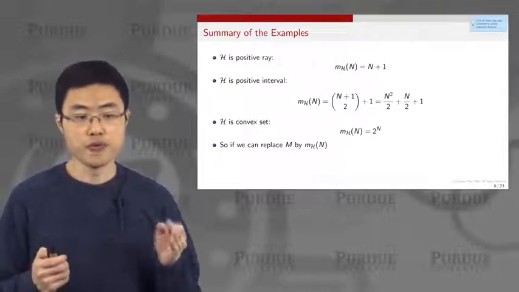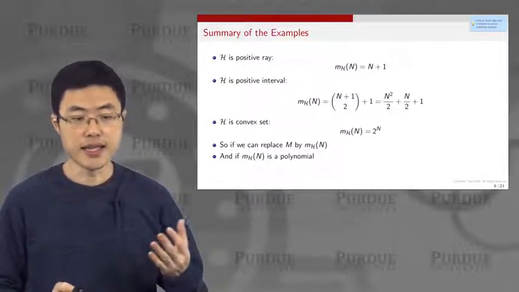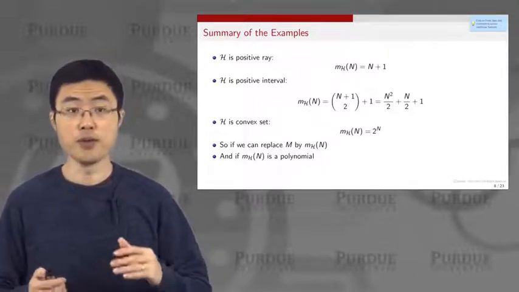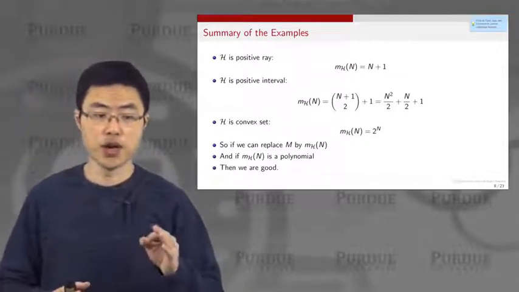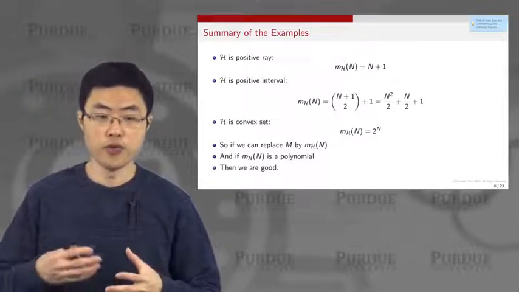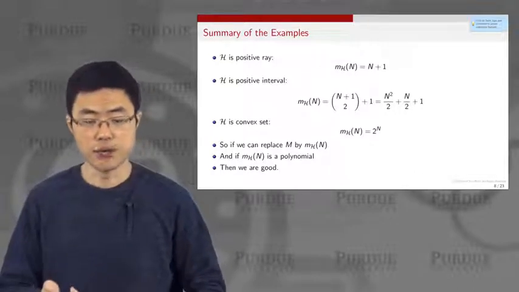So now, if we replace the m by the small mH, and if the mH of n is polynomial, then we are in good shape, because then this polynomial growth of the mH will be overridden by the exponential decay in the Hoeffding inequality that we have been discussing.